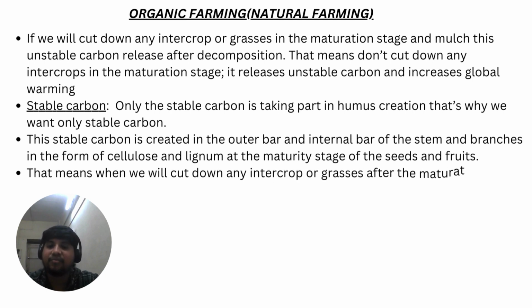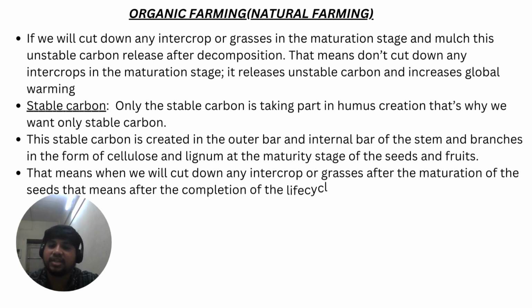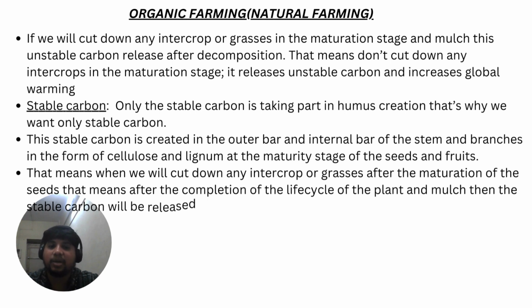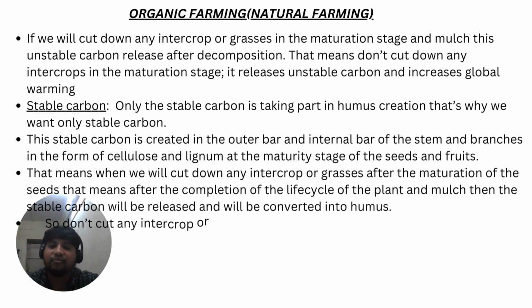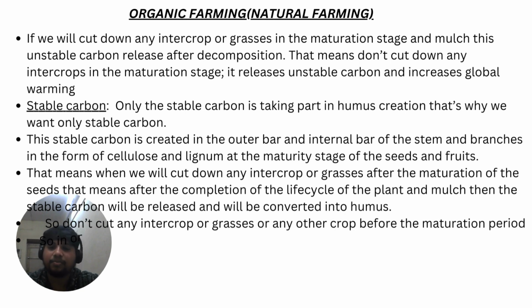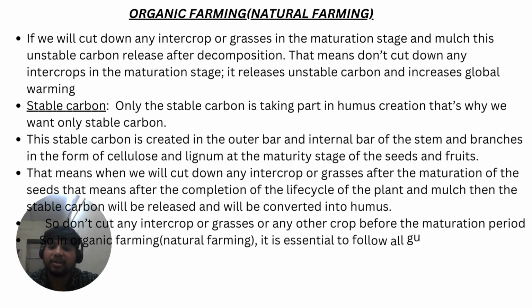That means when we cut down any intercrop or grasses after the maturation of seeds, that is, after the completion of the life cycle of the plant, and mulch, then the stable carbon will be released and converted into humus. So don't cut down any intercrop or grasses or any other crop before the maturation period. So in organic farming, it is essential to follow all guidelines for humus creation.